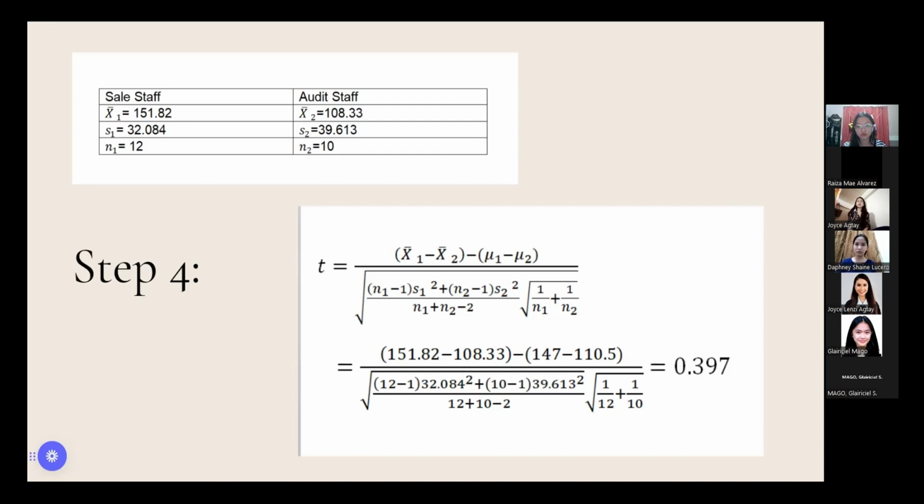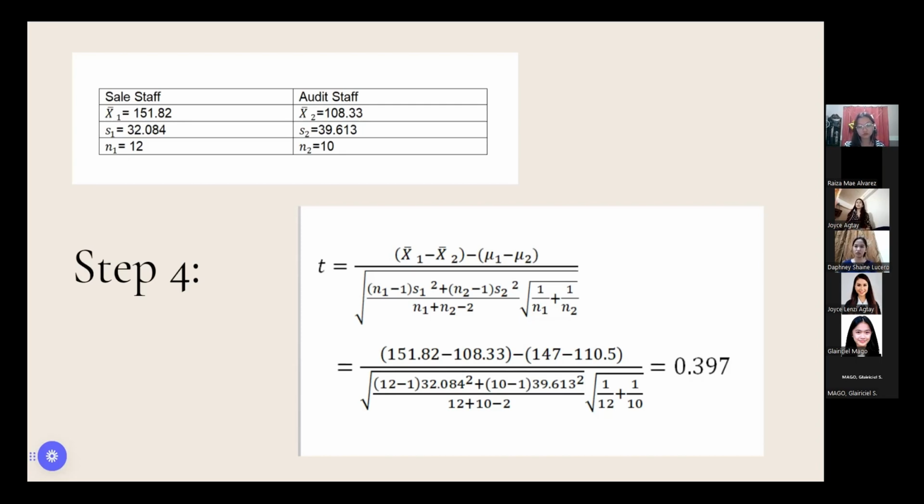We first get the variance of each sample by the command equals VAR.S and selecting the samples. Then we proceed to get the standard deviation by the command equals SQRT and selecting the value of the variance we got. And the n, or the sample size, n sub 1 is 12 because the given problem has 12 sales staff samples, and n sub 2 is 10 for the audit staff.